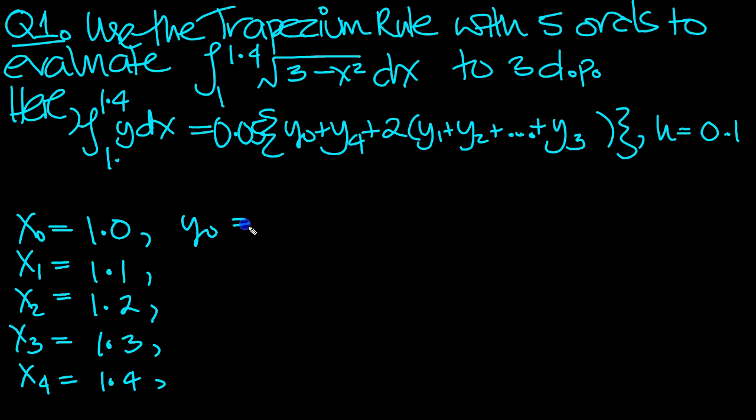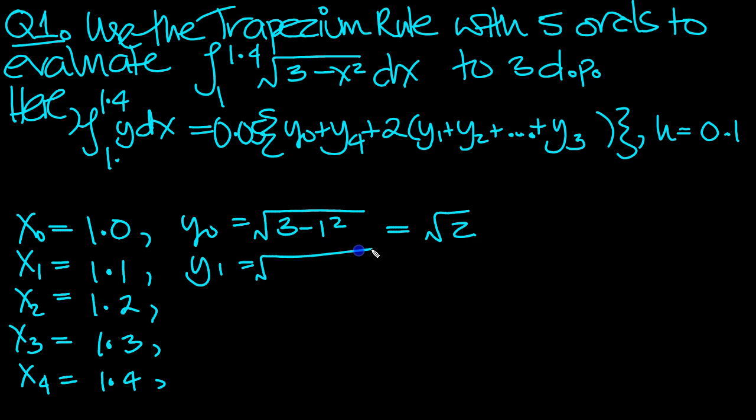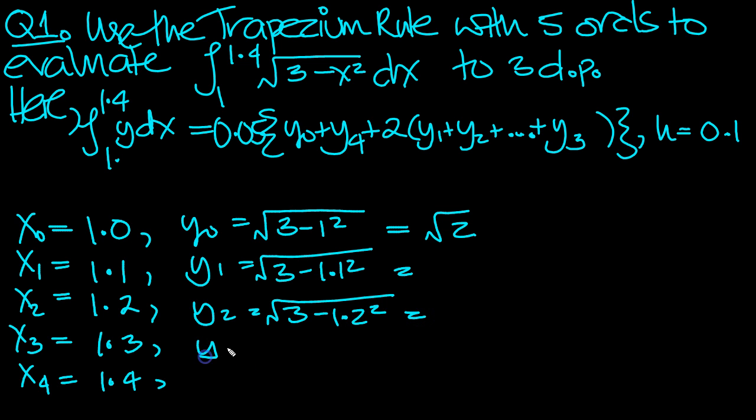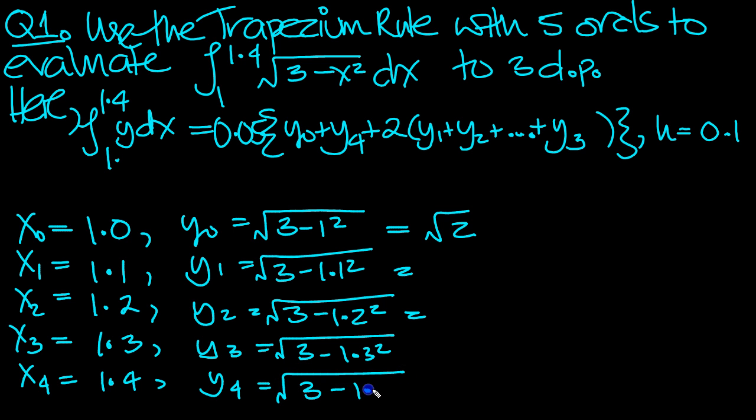Now we need to work out the y ordinates. y0 will equal the square root of 3 minus x squared when x is 1. So 3 minus 1 squared, which is just root 2. y1 equals the square root of 3 minus 1.1 squared. And then the next one, put 1.2 in, and then y3, and lastly y4, and that time put 1.4 squared in.